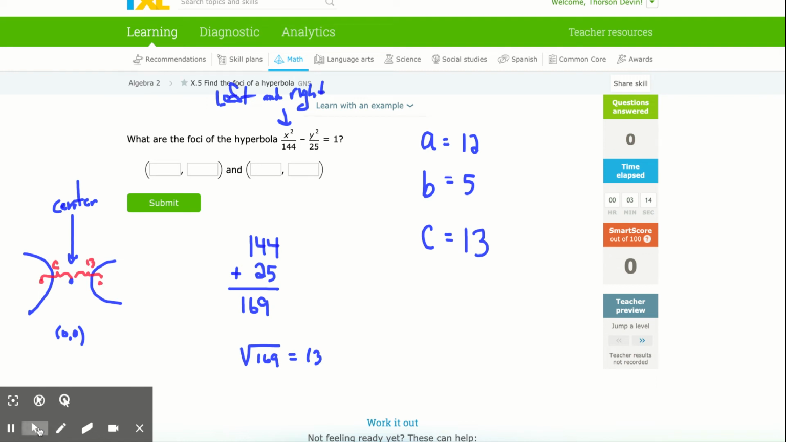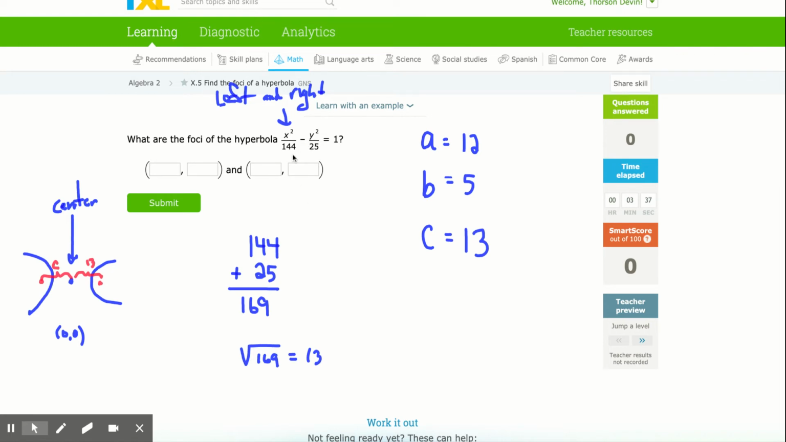Welcome. In this lesson, we are going to learn how to find the foci of hyperbolas. Now remember, hyperbolas kind of look like two parabolas that are open sideways or up and down. We know that this one's opened left and right because the x squared is positive. If the y squared had been the positive minus the x squared, then it would be opened up and down.